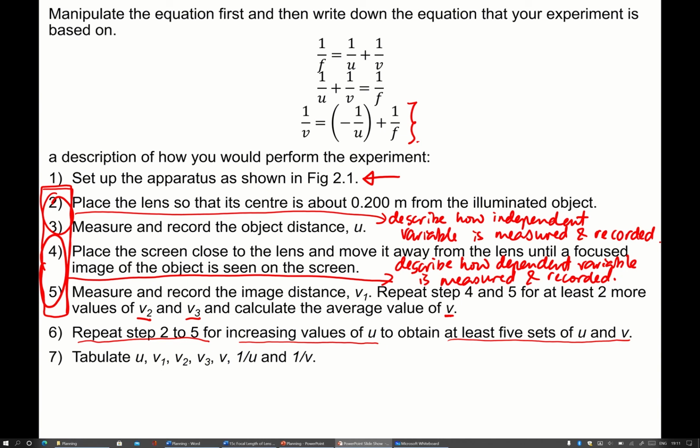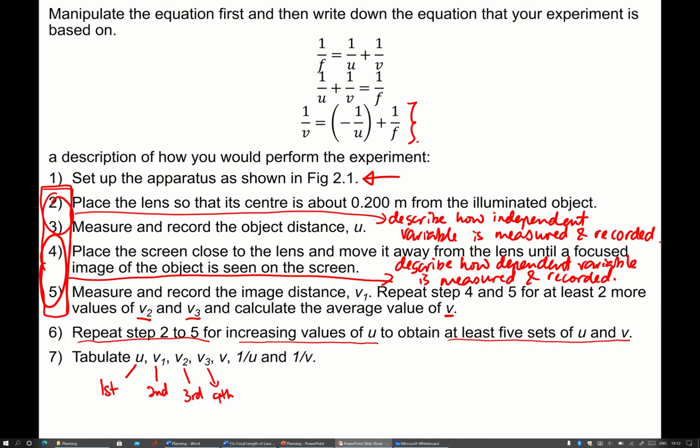And then tabulate u, v1, v2, v3, v, 1 over u and 1 over v. Note the sequence. You collected the data u first. This is collected first. Then v1 is collected second. Then v2 is collected third. And v3 is the fourth one. So this you have to tabulate in sequence of collection of data.